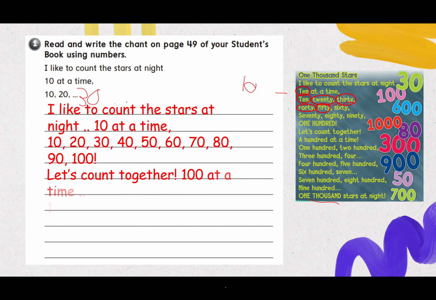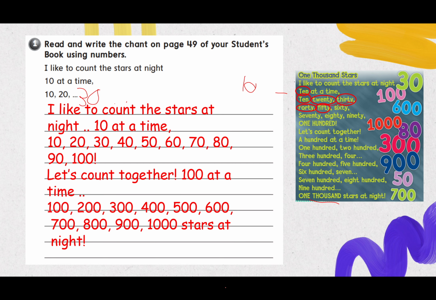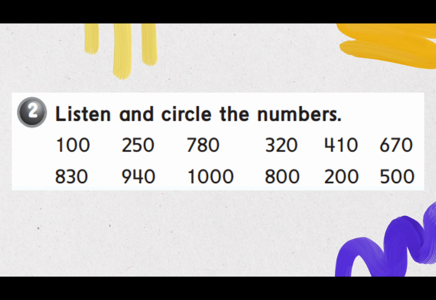I like to count the stars at night, 10 at a time. That's how we can do it. So instead of words, we will write numbers.